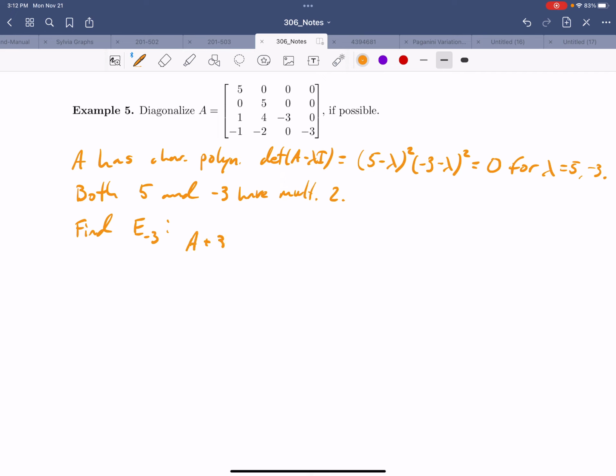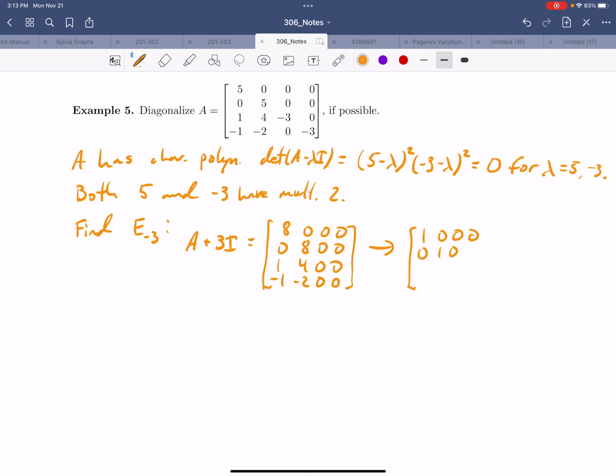I guess that's going to be A plus 3I, right, because minus negative 3I is going to equal, so we're going to have 2, make that a little bigger, 0, 0, 0, 0, oh, no, sorry, that's actually 8, 0, 0, 0, right, because we're adding 3, 1, 4, adding 3, negative 1, negative 2, 0, adding 3. Well, that works out pretty nicely if you take a look, right? I think we can see that this is going to give us the matrix 1, 0, 0, 0, right?